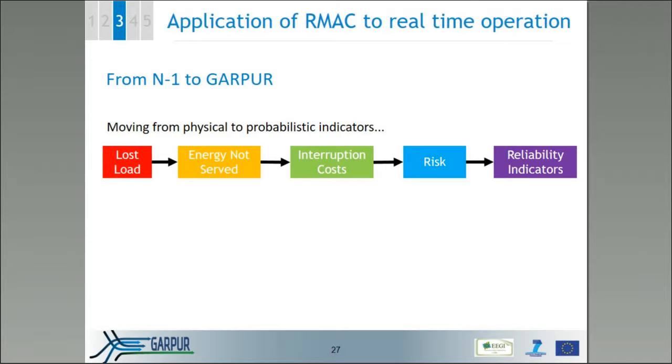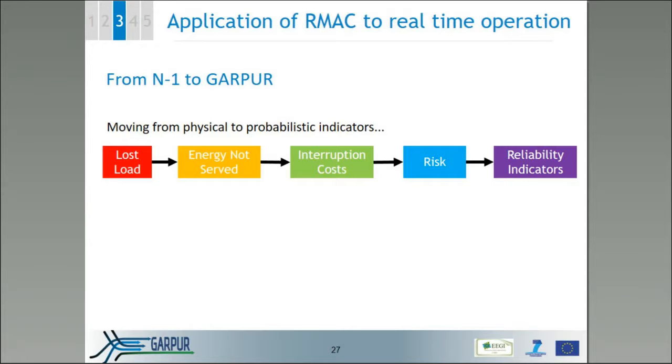So to move from the N-1 criterion, we need to move from physical to probabilistic indicators of system states and of risk. A traditional N-1 assessment will calculate the lost load and any breaching of operational security limits following a contingency. But to achieve a probabilistic reliability assessment, we need to convert this lost load into a measure of energy not served, which is lost load over time. And then we need to convert this into interruption costs, which is an economic measure based on the value of any service outages to end users. And then we need some probabilistic estimates for the likelihood of contingencies to convert this into a risk measure.